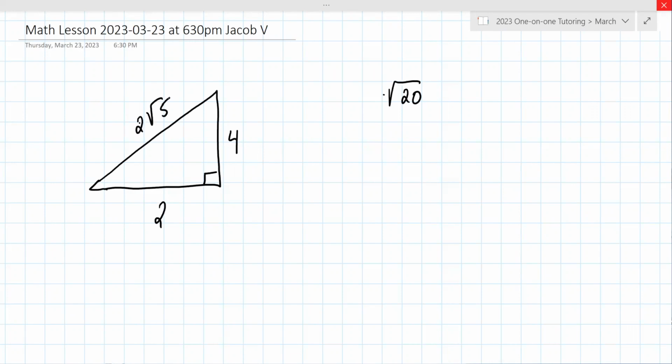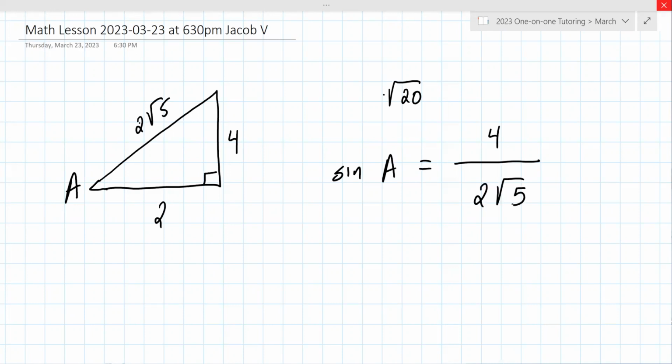So we're going to start by looking at this angle right here, A, and determining the sine of A. That one is opposite over hypotenuse. So what is opposite to A? 4, over 2 square root of 5.